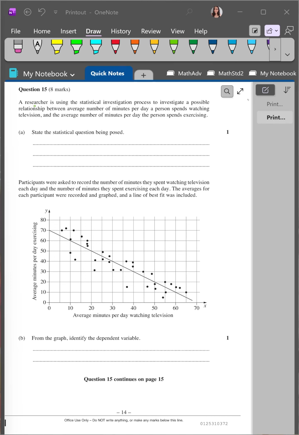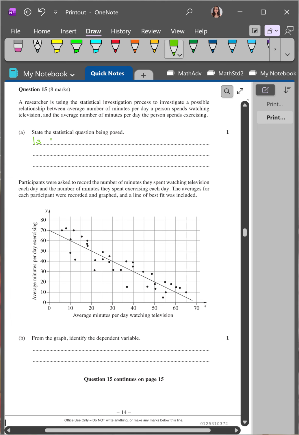Question 15. A researcher is using the statistical investigation process to investigate a possible relationship between average number of minutes per day a person spends watching television and the average number of minutes per day the person spends exercising. Part A says state the statistical question being posed. So basically we need to take this information and turn it into a question.